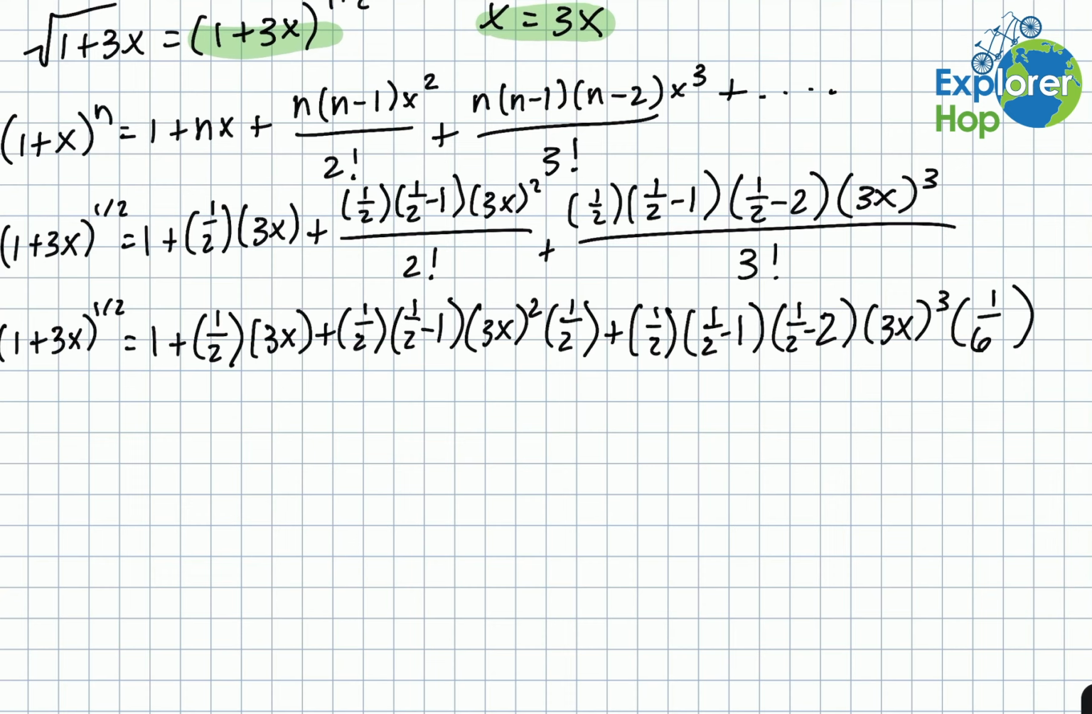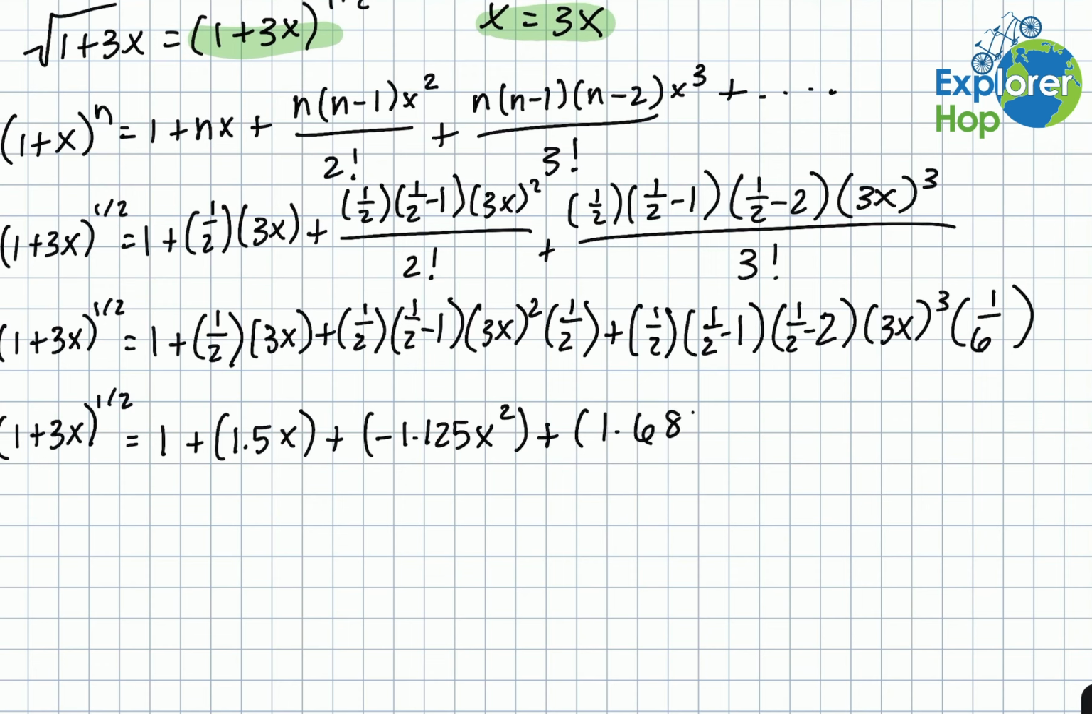Now we can just continue simplifying even further. In this way, we get (1 + 3x)^(1/2) is equivalent to 1 + 1.5x + negative 1.125x² + 1.6875x³.